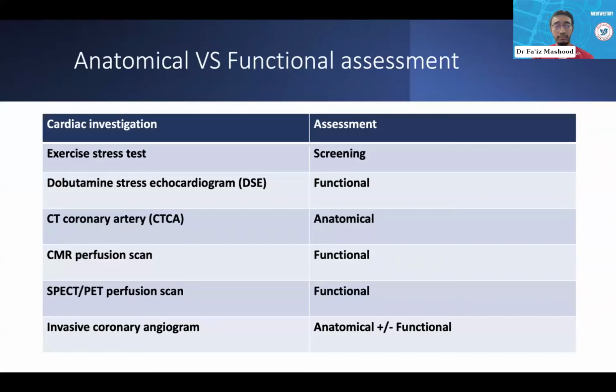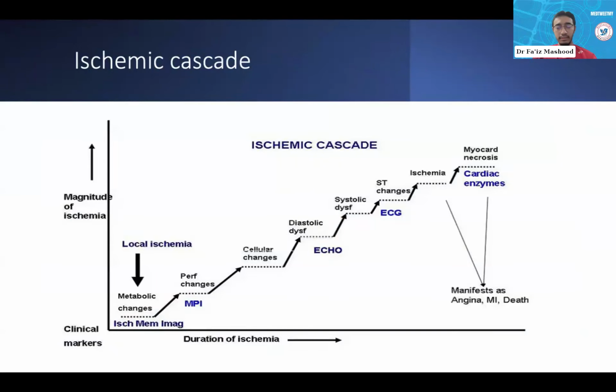We can calculate the Duke treadmill score, whereas the rest of the tests stated here are diagnostic tests. But CTCA is an anatomical assessment, in the sense that we look at the coronary arteries and see whether we are dealing with non-obstructive or obstructive CAD, whereas the rest of the tests are functional assessments. For invasive coronary angiogram per se, we can assess both anatomical and functional aspects during angiogram. Apart from looking at the coronary arteries angiographically, we can do some physiological tests such as QFR and FFR, right? So this is the ischemic cascade.